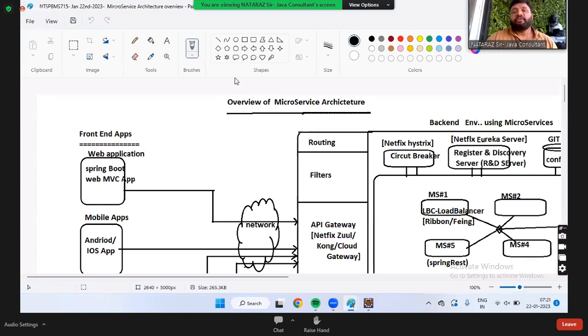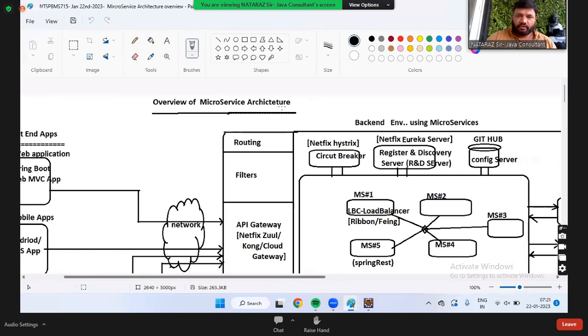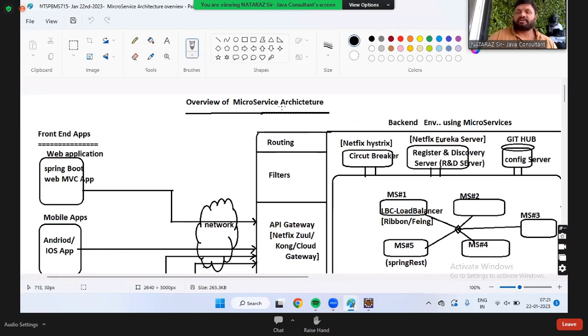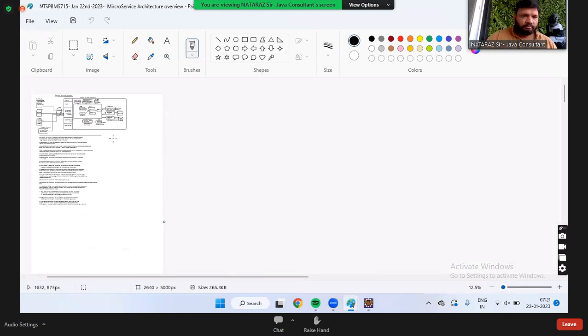Super. Today we are going to discuss the overview architecture diagram of microservices. Overview of microservice architecture. First of all, tell me, microservice is all about what, guys? I want a reply.